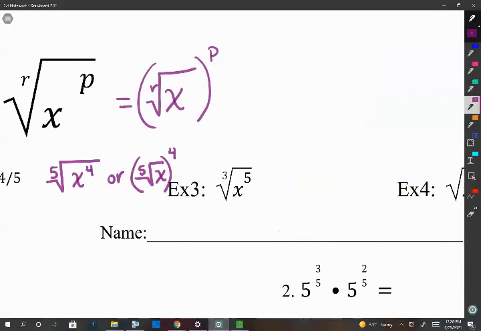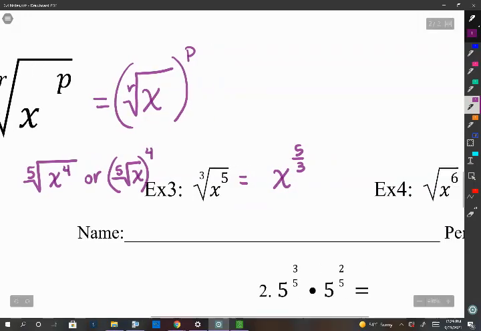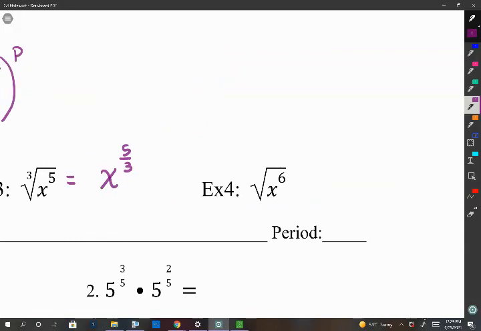And then if we're going the other way, so we're writing in exponential form, you have x, the 3 is your denominator, and the 5, or your power, is the numerator. So x to the 5/3 is the same thing as the cube root of x to the 5th. And then our last little one, remember I talked about how if there's not anything there, there's really a 2. So this is x, the power is your numerator, the index or the root is your denominator, and then we can simplify this. 6 divided by 2 is 3.